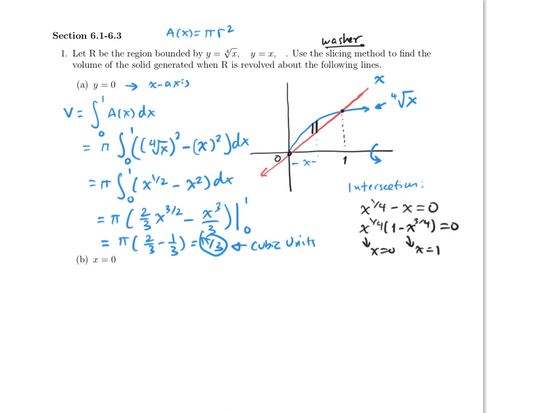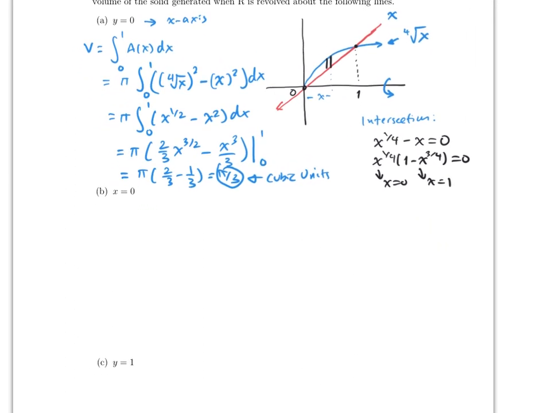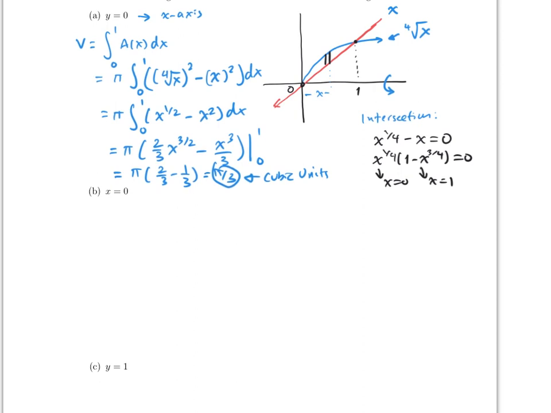Okay. So therefore if you rotate this area around this axis, you will end up with a volume of pi/3. Part B is asking you to rotate the same area, but instead of the x-axis, it's asking you to do it around the y-axis.